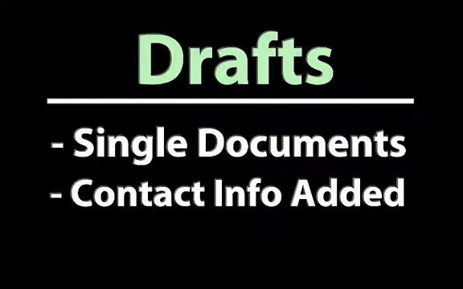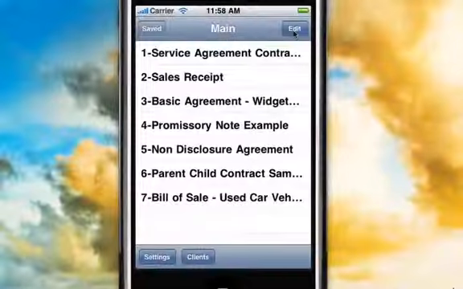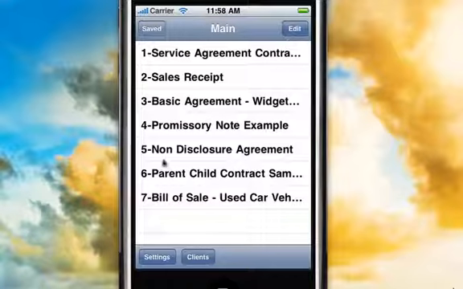Drafts are single contracts which has contact information included. Contract Maker Pro comes with 7 types of example contract templates. While these were composed and checked by a lawyer, we recommend you consult your local attorney to make sure the wording is appropriate depending on where you live.